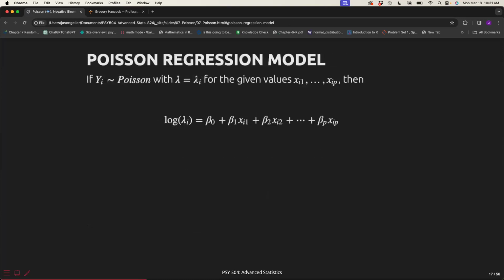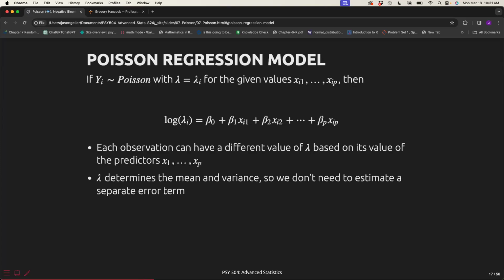So what we're going to do instead is apply a link function where we take lambda, which are just our mean counts, and apply a log to that lambda value. And then this will allow us to model it as a function of the linear predictors, right? And in this particular equation, each observation can have a different value of lambda based on the value of the predictors. And in this particular model, we're not estimating a variance component, right? Because the mean and the variance are assumed to be equal. So we don't need to estimate that separate error term here.